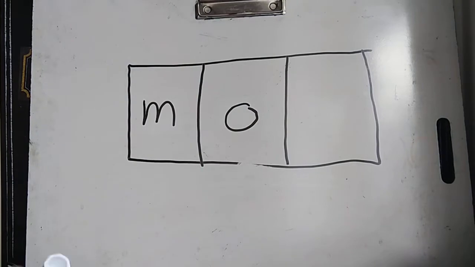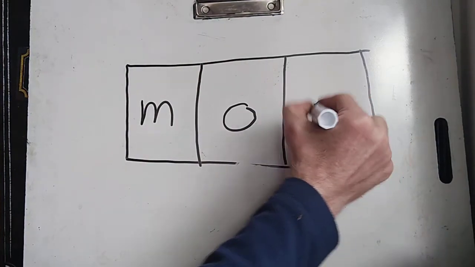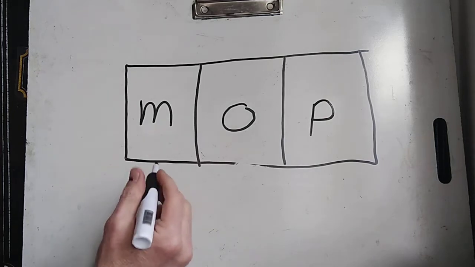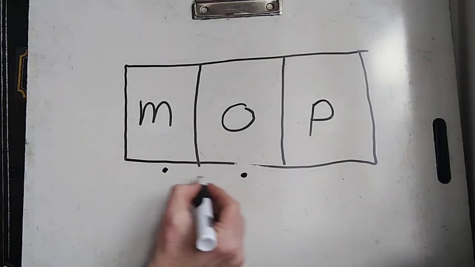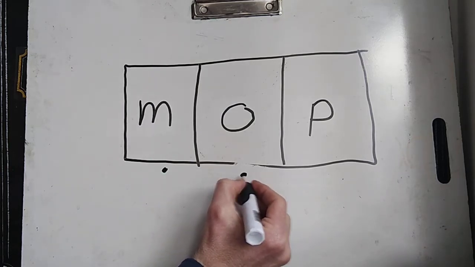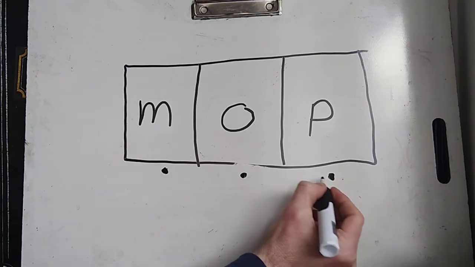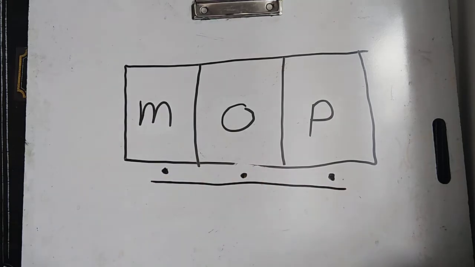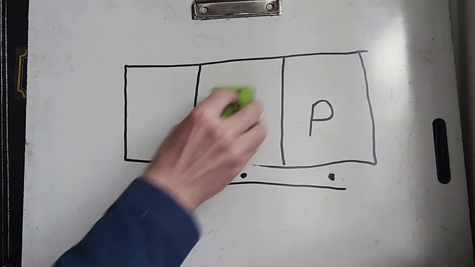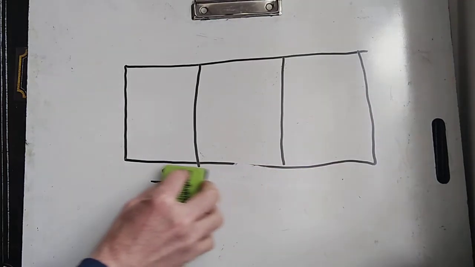This one should be an easy one. You ready? Mop. I think you got it. I'll do it one more time though. Mop. All right. What letter should I write down? There we go. Mop. Are you ready? Now let's sound it out. Mop. All right. Now, let us get rid of that.